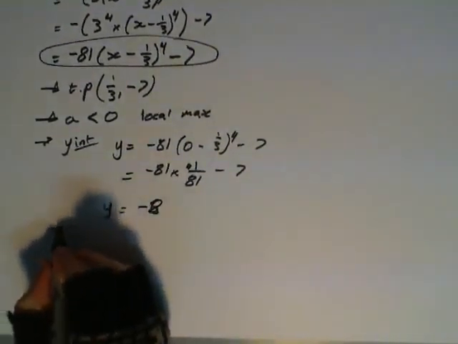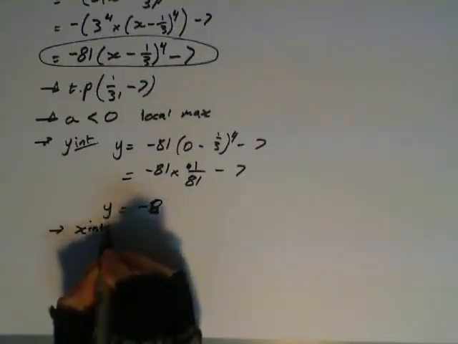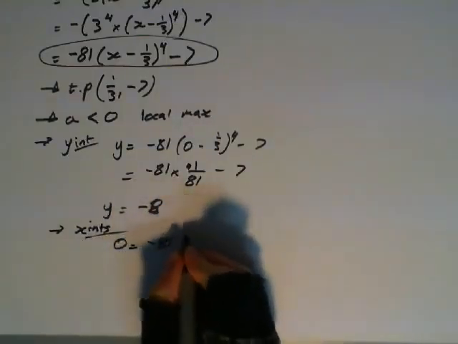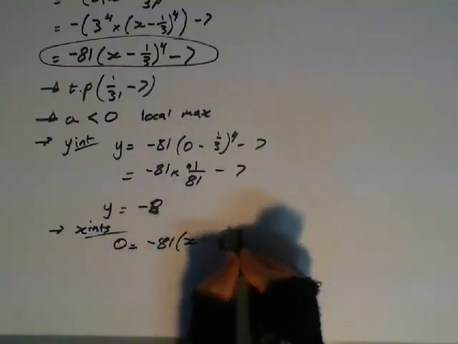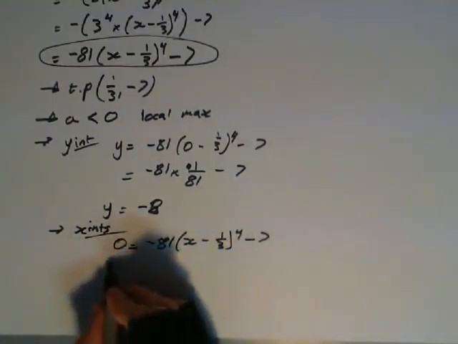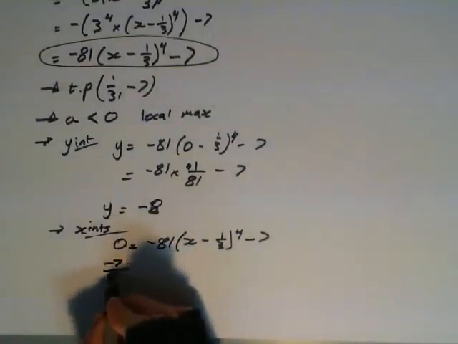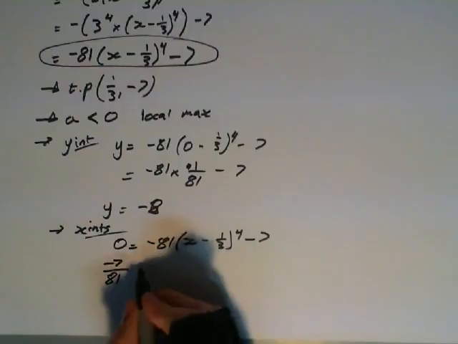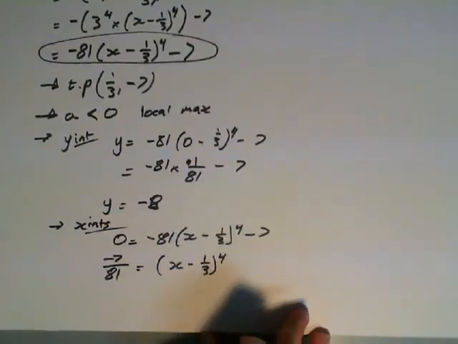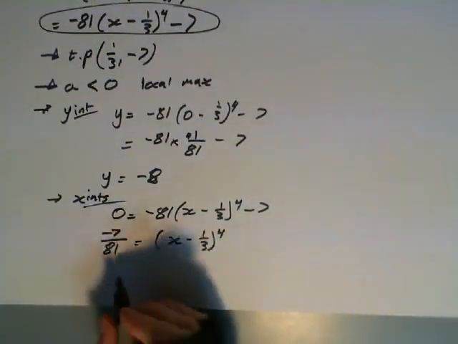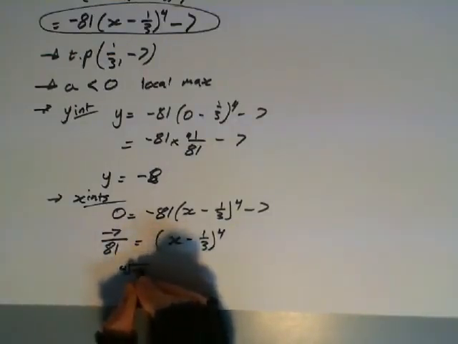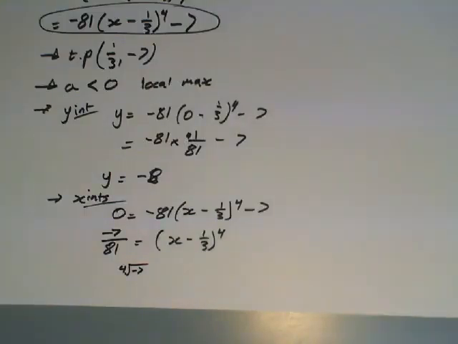Now, for the x-intercepts, we have 0 equals -81, x take a third, to the 4 take 7. So bring the 7 across, then divide by 81. So 7 over 81. I'll make it negative. X take a third to the 4. Now, taking the fourth root of both, so the fourth root of -7 causes problems.